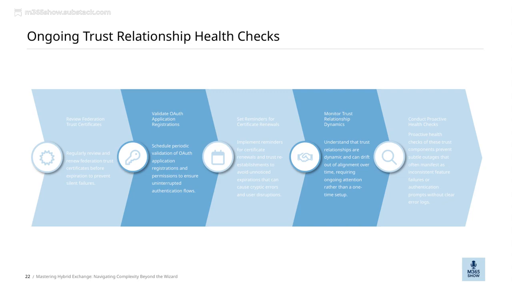If we miss these, certificates can expire unnoticed, leading to cryptic errors and user disruptions that are tough to diagnose. Additionally, scheduling periodic validation of OAuth application registrations and permissions ensures our authentication flows stay uninterrupted. And don't forget to review and renew Federation Trust certificates before they expire. This proactive step prevents silent failures that can severely impact user experience.